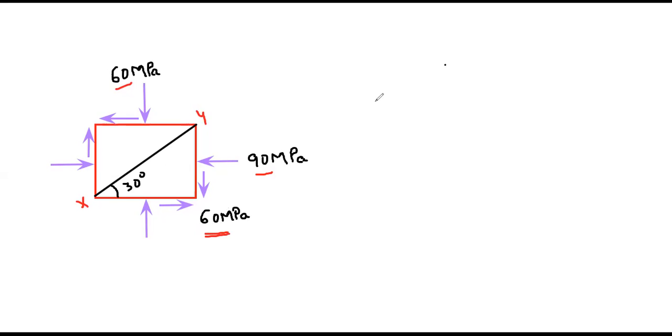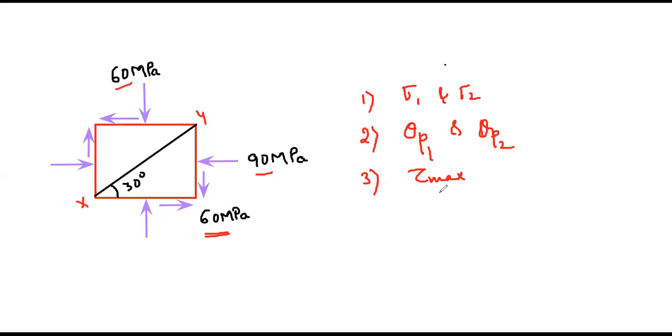So in this problem, we need to determine the principal stresses, sigma 1 and sigma 2. Then we need to determine their location in the sense of orientation, that is theta P1 and P2, the location of principal planes. Then we need to determine maximum shear stress, tau max, and its location, that is theta S1 and theta S2. Then I need to calculate the normal stress which is acting on the given plane, the plane which is inclined at an angle 60 degree.